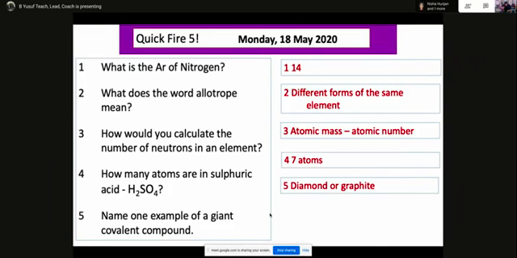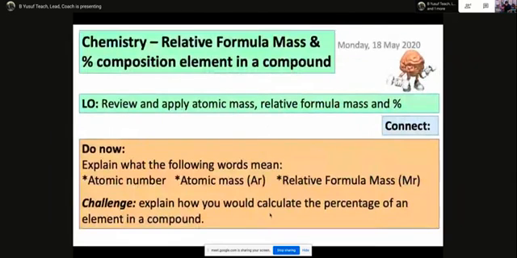Now, in today's lesson, we're going to be looking at aspects of quantitative chemistry. I put relative formula mass and percentage composition just to make it easy. So even if you do foundation here, this is something that you will need to be able to do. Towards the end of the lesson, we're going to get a little bit more challenging, more difficult with the concepts, but it still links to the theme of quantitative chemistry.